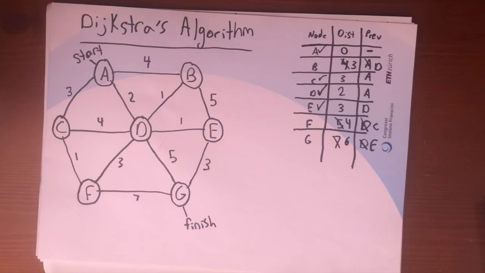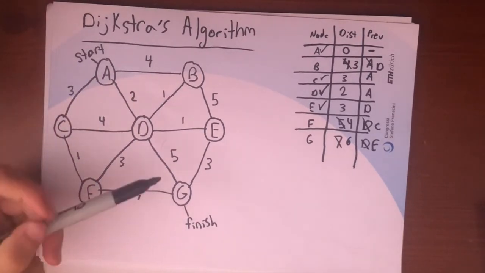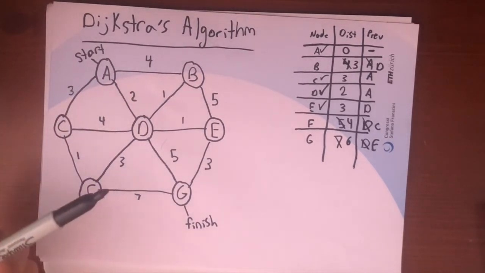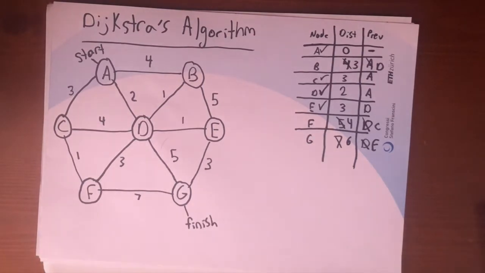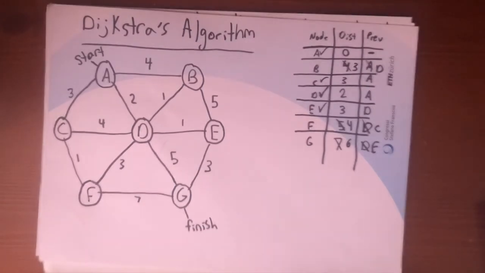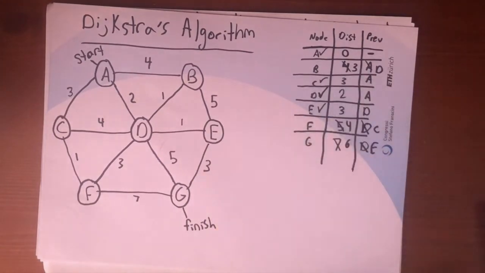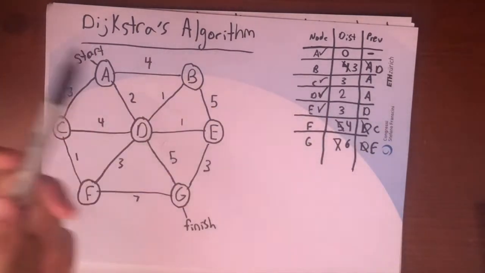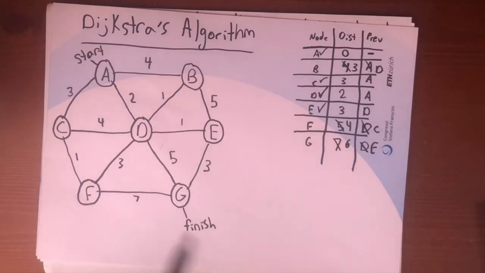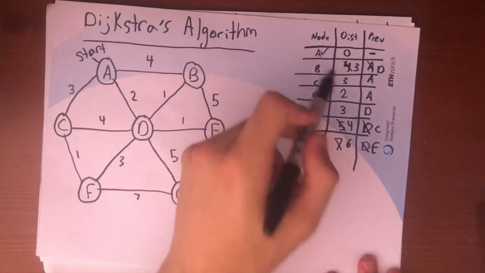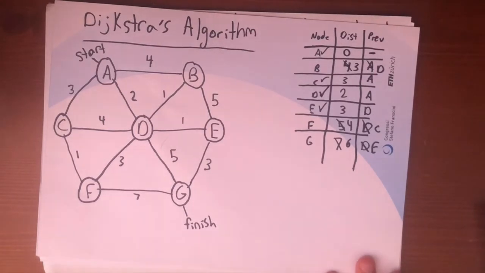Now, even though we've gotten to G, again, we can't finish yet because we're not sure that 6 is the shortest path to G. Since B has a smaller distance, there could theoretically still be a path through B that we haven't looked at yet, since we haven't said that B is known as well. So we can't mark off G as done yet, and we have to keep going through our algorithm.